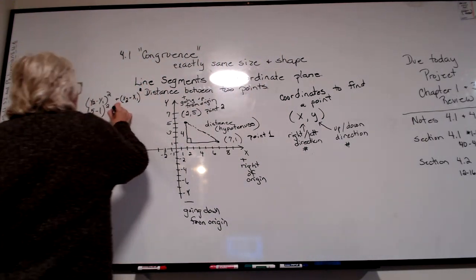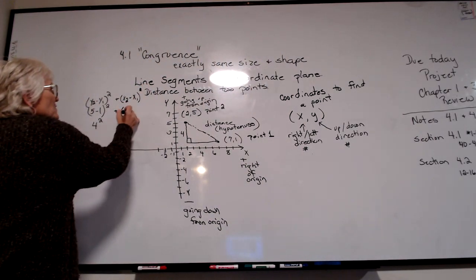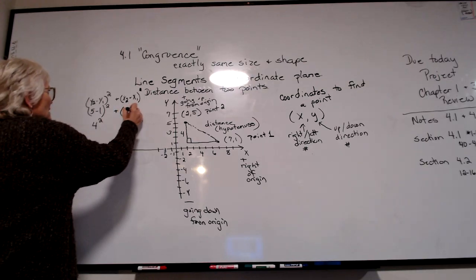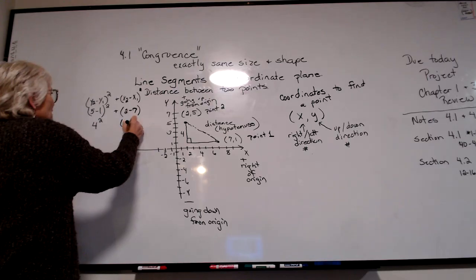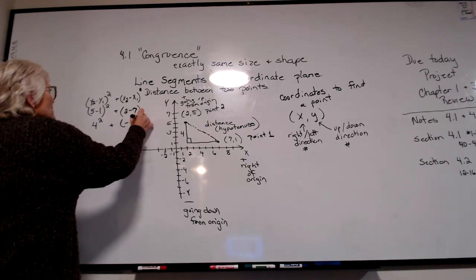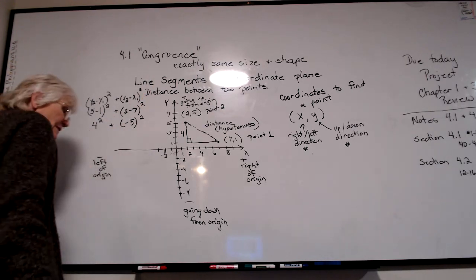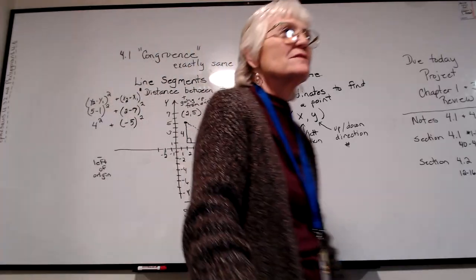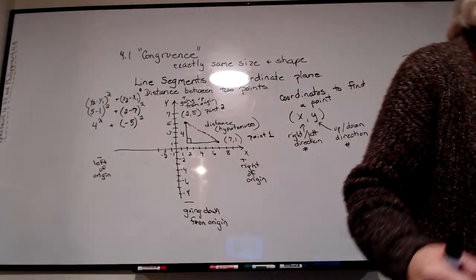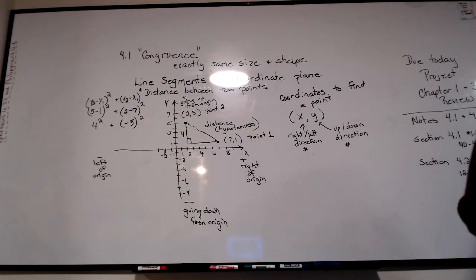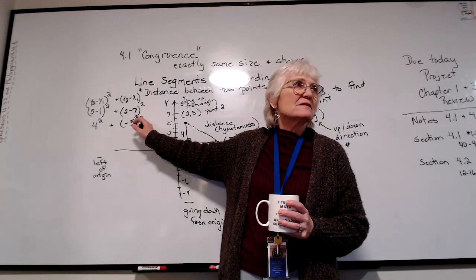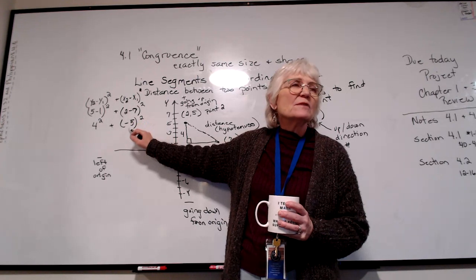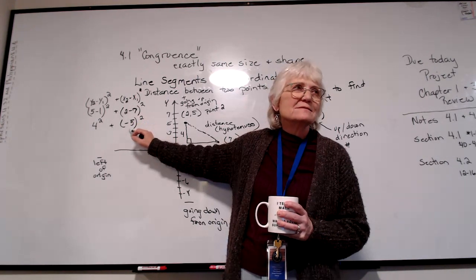So what we get though is 2 minus 7, which is negative 5, squared. Notice what happens when I square it. Negative 5 squared, because remember, 2 minus 7 is negative 5. I'm showing it with the formula, okay?